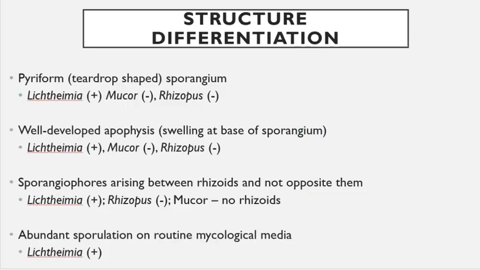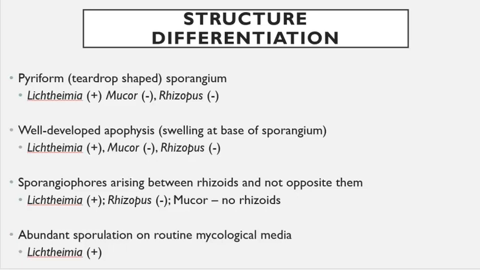For our 3 species of aseptate opportunistic fungi that we've just discussed, there are some differentiating structures, and this slide goes over those differentiating structures. First, there's a piriform or teardrop-shaped sporangium. That would be the shape of the head. Lichtheimia is the only one that has that structure or that teardrop-shaped formation.